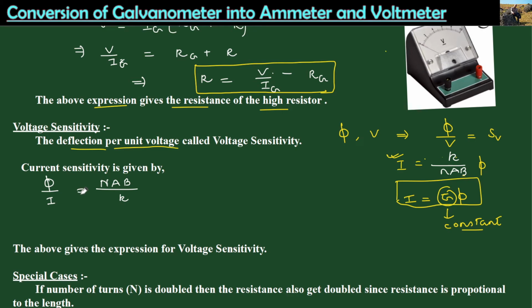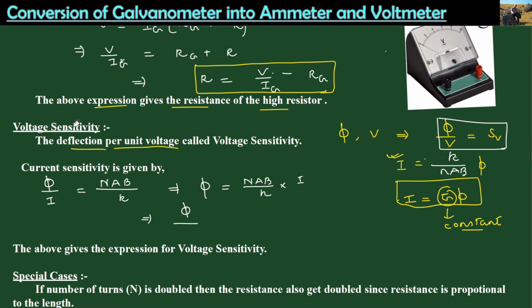How will you find voltage sensitivity? So from here, this is our phi. If you cross multiply I this side, you get NAB divided by K into I. Then from that step, we will divide both sides by V. We want to get this. This is the expression for SV.